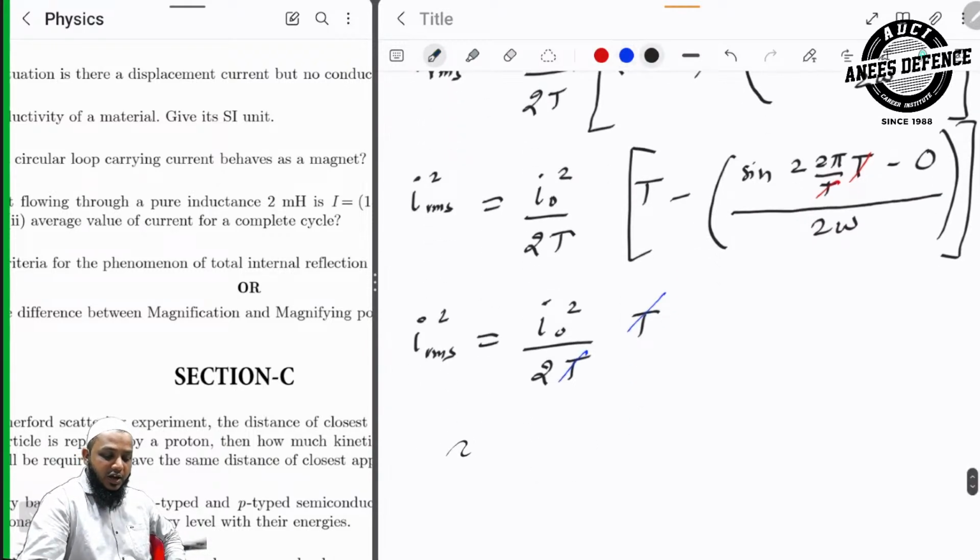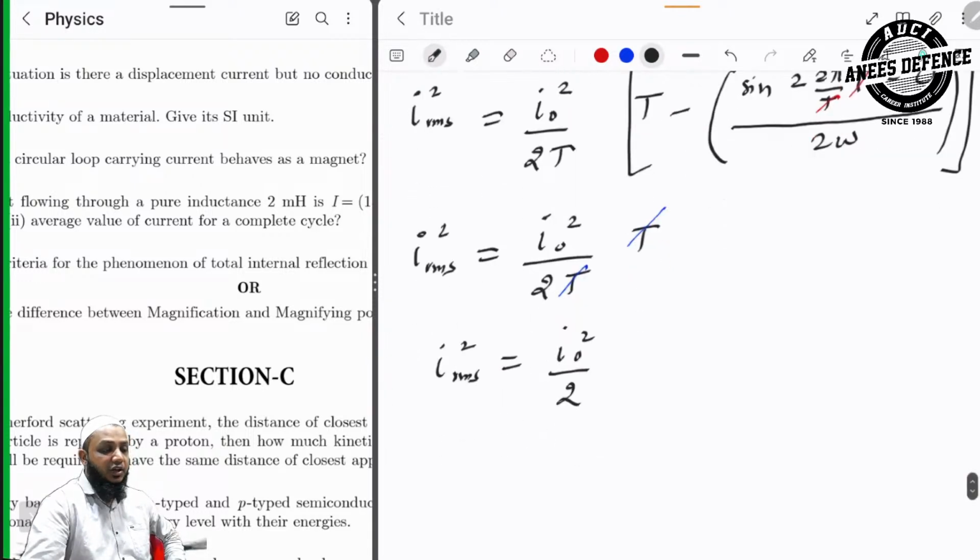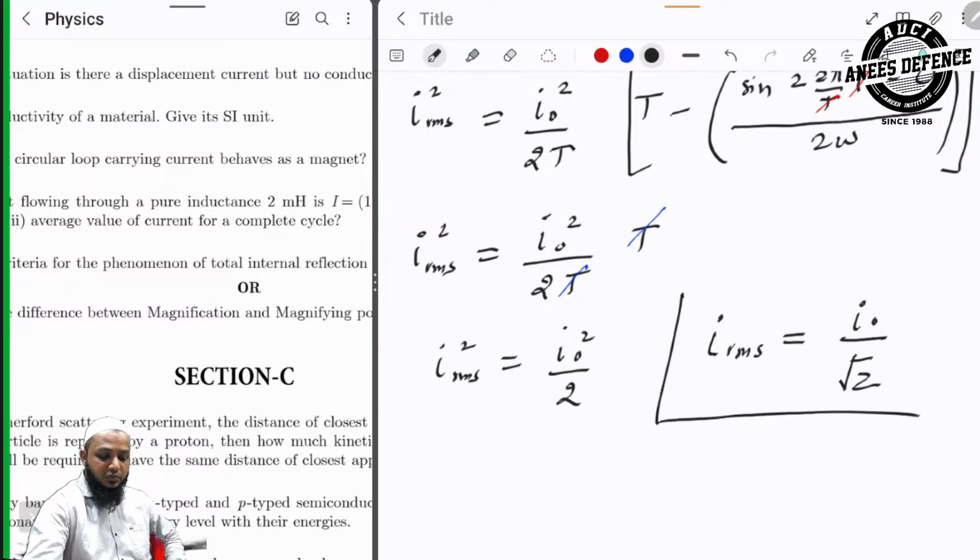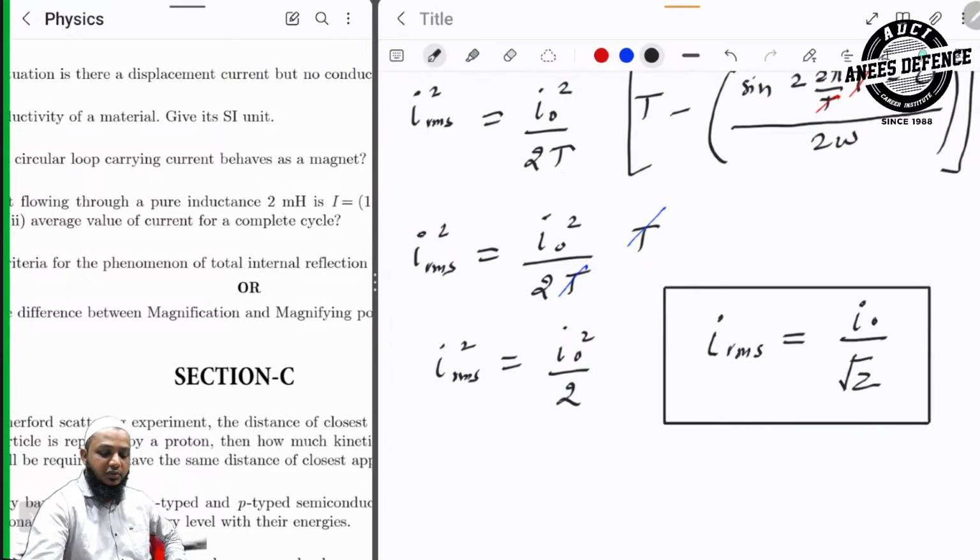And the next step would be I RMS square is equal to I naught square upon 2, sorry. So taking square root on both sides, what is I RMS? It will be I naught upon root 2. Understood?